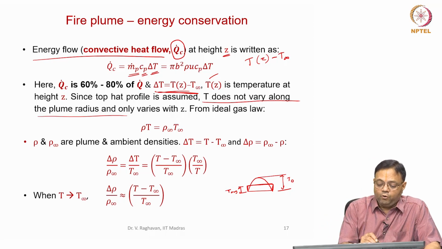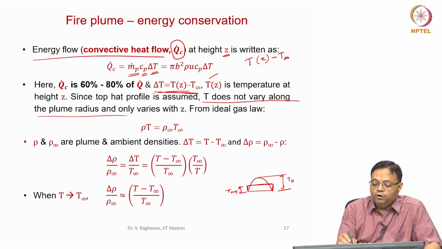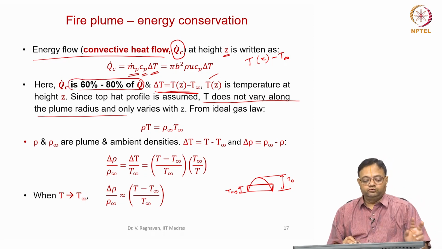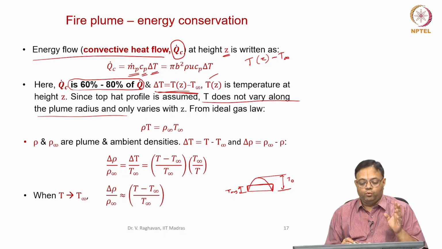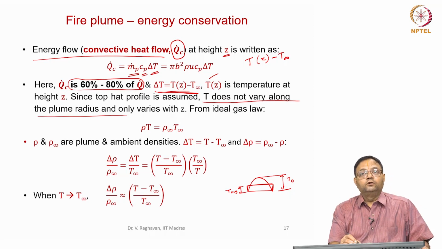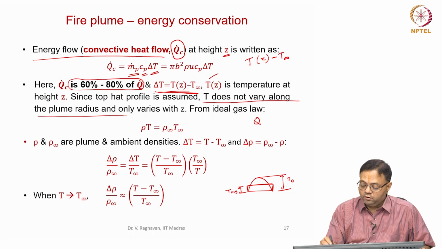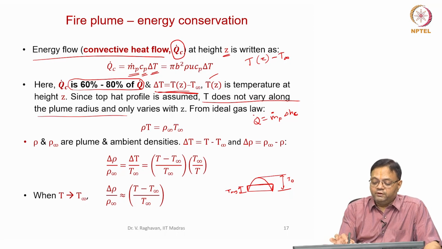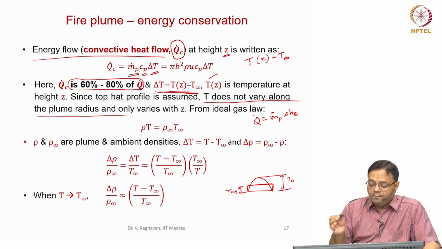Now the convective heat flow Q dot C can be 60 to 80% of the Q dot. So you have to understand the difference between Q dot C and Q dot. Q dot C is the convective heat flow and Q dot is the total heat which is released. So from this I can get the energy conservation, but before doing that I will use the ideal gas law.